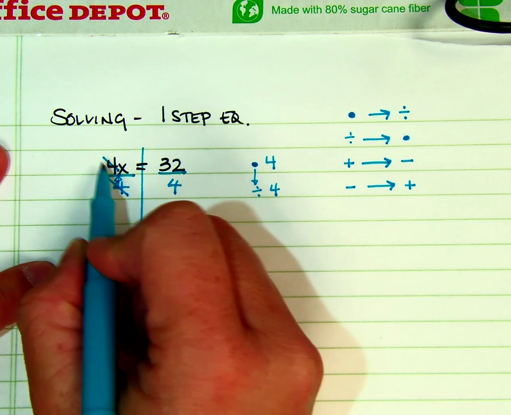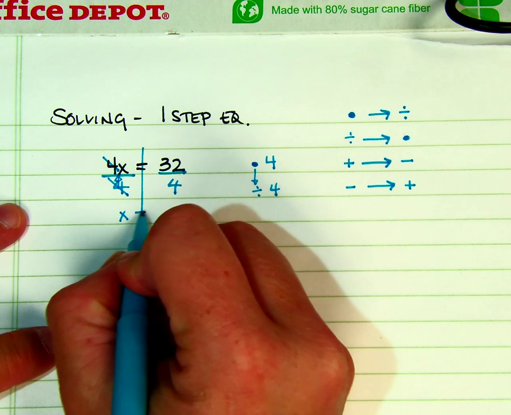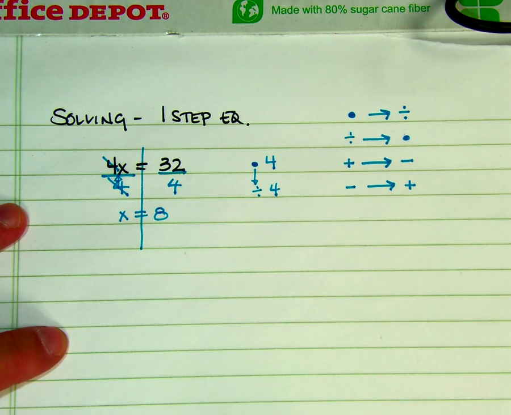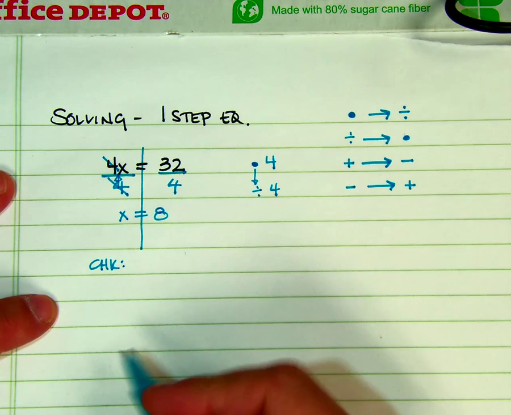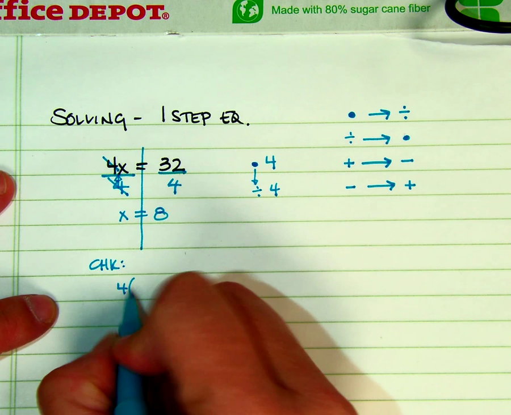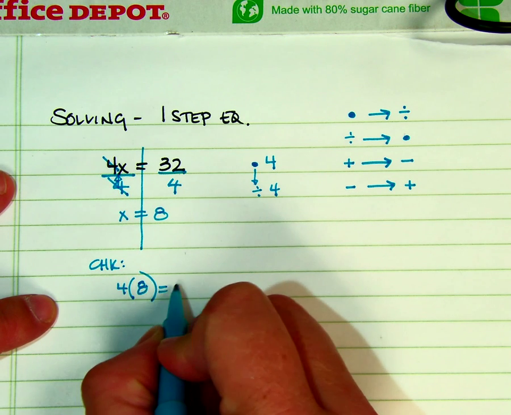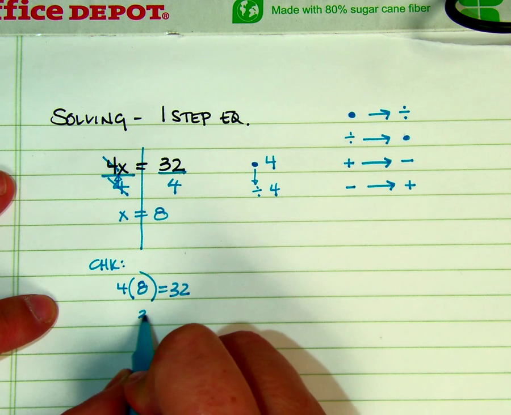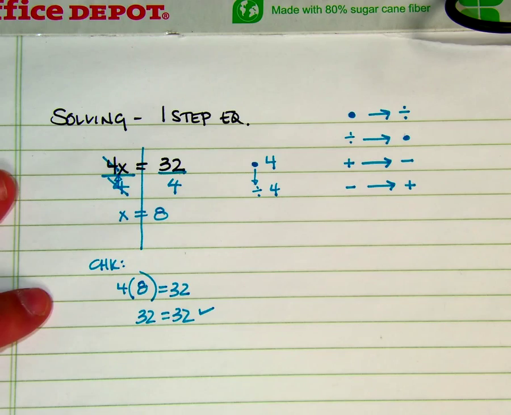4 divided by 4 gives me the 1 that I'm looking for. So now I have x equals 8. Check your work by plugging it back in. So 4 times x, which is 8, equals 32. And I get 32 to equal 32. It checks.